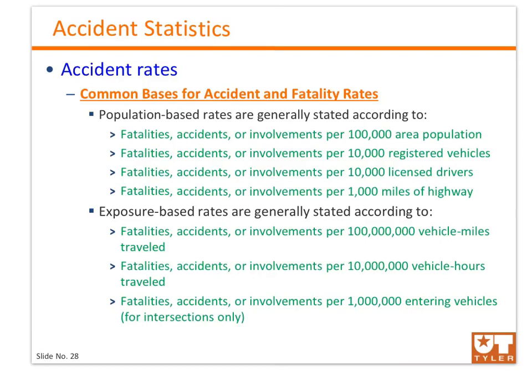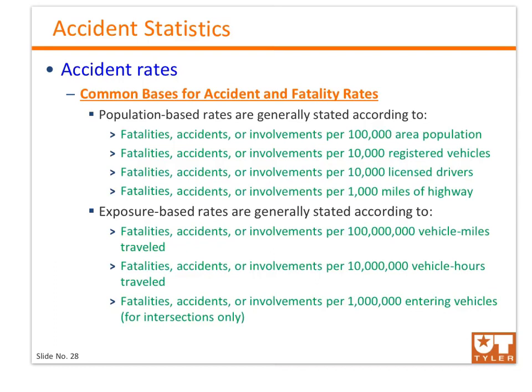When it comes to registered vehicles, we typically get the rate based on every 10,000 registered vehicles. When it comes to the licensed drivers, the common base would be per 10,000 licensed drivers. And when it comes to the miles of highway in that city, it's going to be the number of fatalities or accidents or involvements per 1,000 miles of highways.